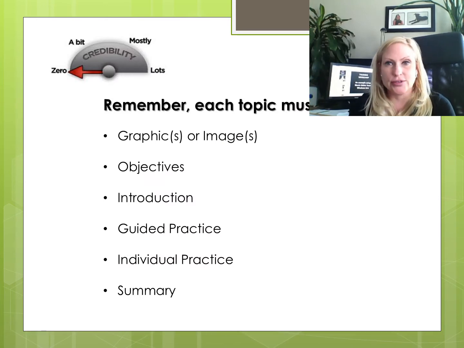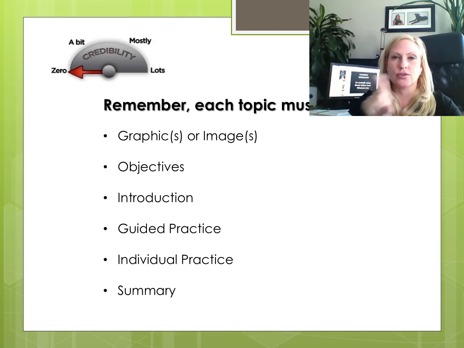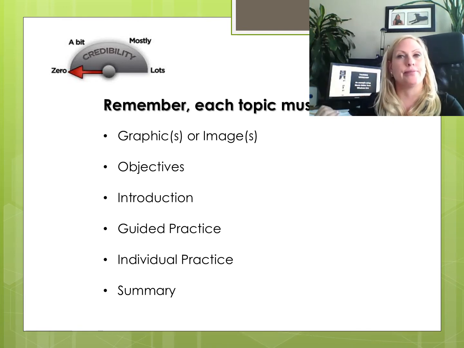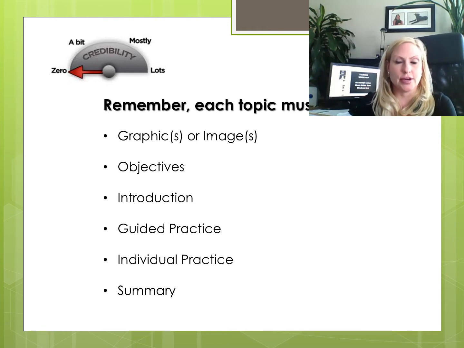This slide just reminds you that your topic must include a graphic or image, and you'll notice that I have an image on each of my slides all the way through that will be specific to the topic. So this credibility meter is what I have as my image for credibility. In the upcoming topic on goals, you'll see another image for goals, and then a final topic I will have for an action plan, and there'll be another graphic that I'll associate with that. So in here, graphic images, you need your objectives, an introduction, your guided practice, your individual practice, and a summary.